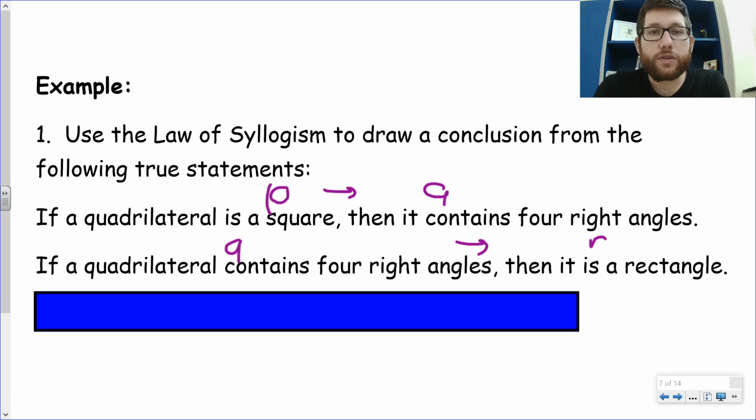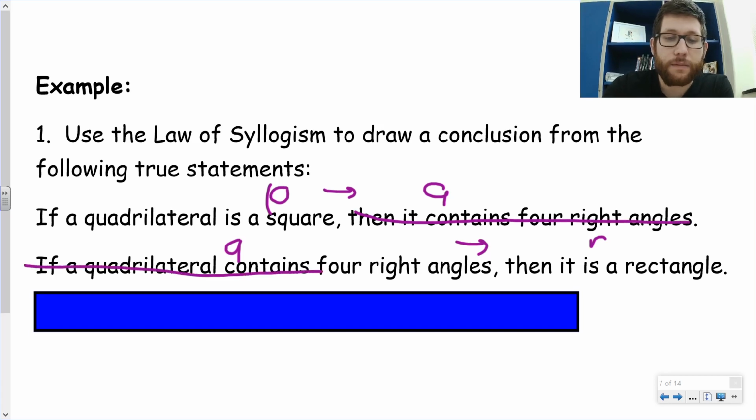So what I do with this, and now this is pretty simple. I know it's a lot of reading, but that's just kind of what the section is. What I'm going to do is cross out the parts in common. So if it's a square, then it contains 4 right angles. If it contains 4 right angles, then it's a rectangle. So notice the 4 right angles, how that copies in both sections.